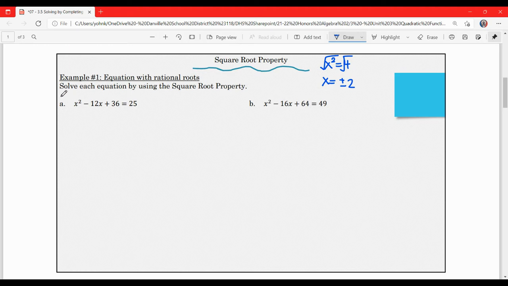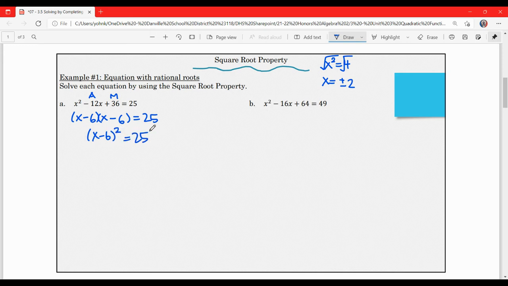If we look at letter A, solve each equation by using the square root property. Notice that the left side can be factored. I can find two numbers that add to give me negative 12 and multiply to give me 36. So if I set up my two parentheses, I can put x and x. I can find the two numbers to be 6 and 6, and they're both negative. So watch, I can rewrite this as x minus 6 quantity squared equals 25.